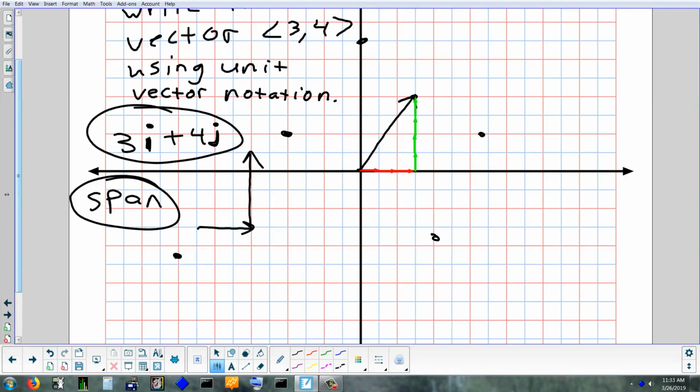So i is the unit vector on the x-axis. j is the unit vector on the y-axis. k will be the unit vector on the z-axis. We don't have to worry about that yet.